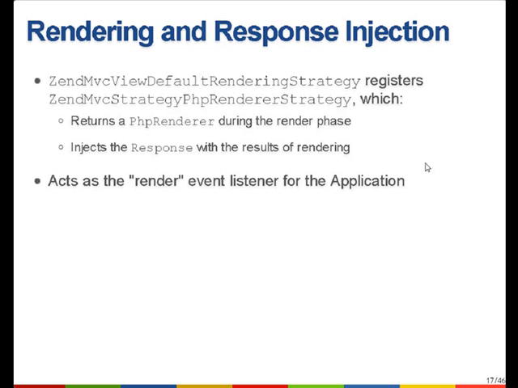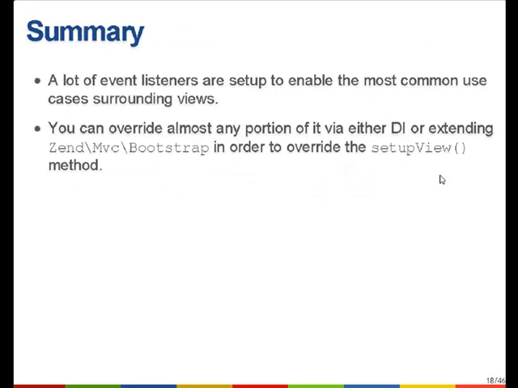The basic idea here, though, is that we're enabling a default renderer, the PHP renderer, which is analogous to Zend View in Zend Framework 1 by default, and we are making sure that the return from the rendering is going to get injected in the response. There are ways to override this, and I'll be showing you those later. But we've set up this whole infrastructure that allows you to go in and do the things that you typically are going to do 80% of the time without needing to configure anything at all, which is fantastic.